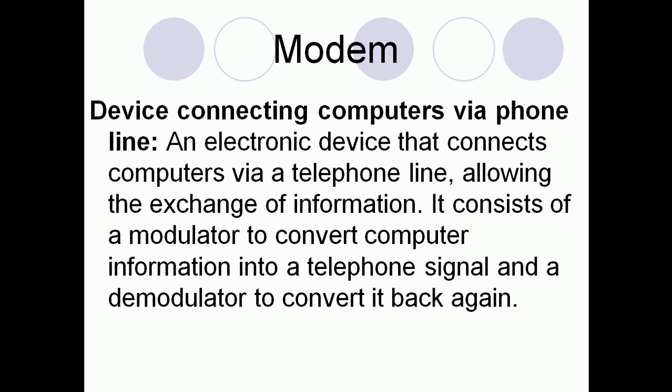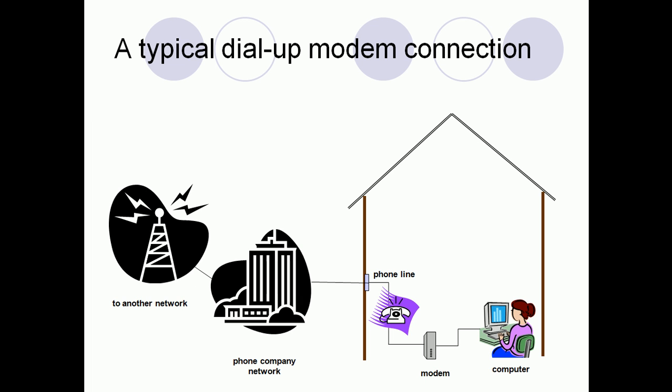The modem, I've talked about it, but let me just read this to your hearing. It's an electronic device that connects computers via a telephone line following the exchange of information. It consists of a modulator to convert computer information into a telephone signal and a demodulator to convert it back again. So say modulator, demodulator. It performs two functions.